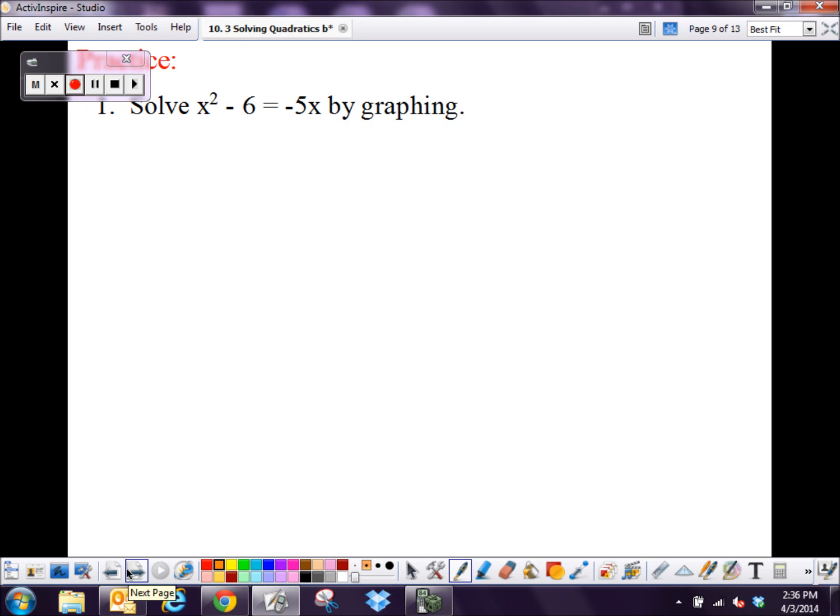Okay, so this is just for practice, so I'll just do this one too. So I've got x squared. Now I have to move my 5x to the other side. So I have x squared plus 5x minus 6 equal to 0. And I'm going to type this in my y equals.